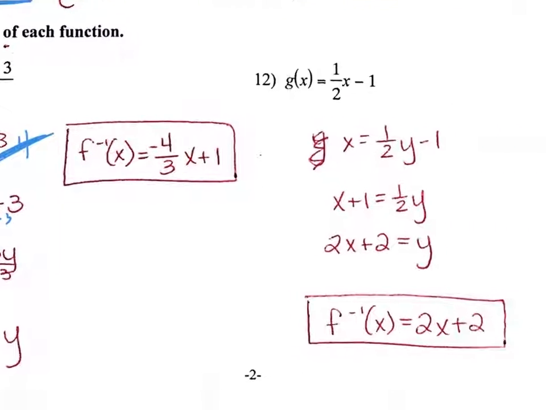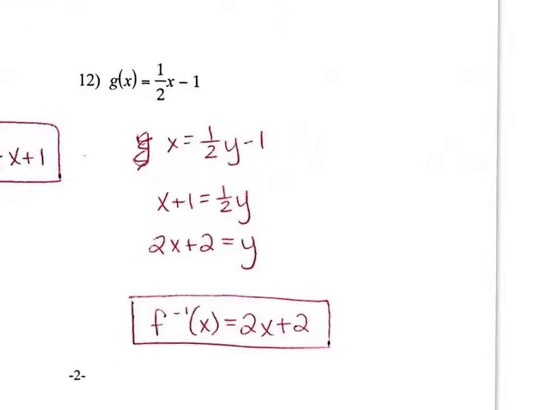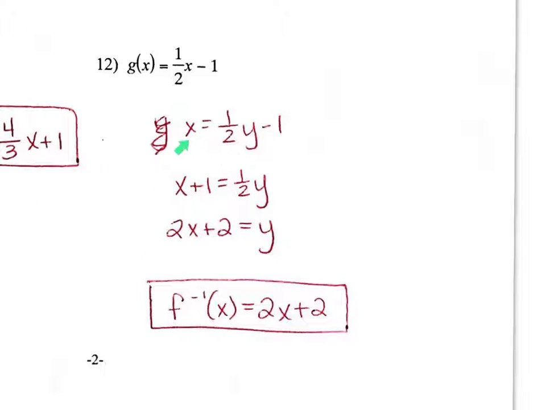So 12 is very similar. We're just going to switch the x and the y. I added 1 to both sides here. And then to get rid of a half, remember, to get rid of any fractions, we have to multiply by that denominator. So I multiplied every single thing by 2 to give me 2x plus 2.